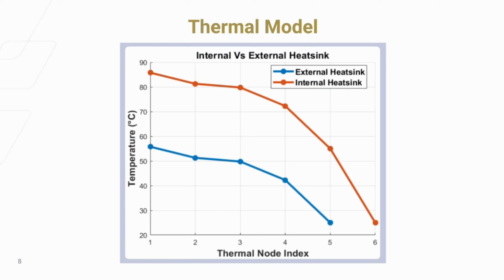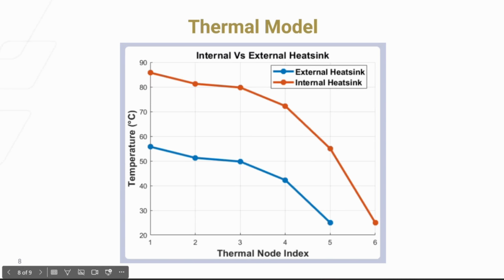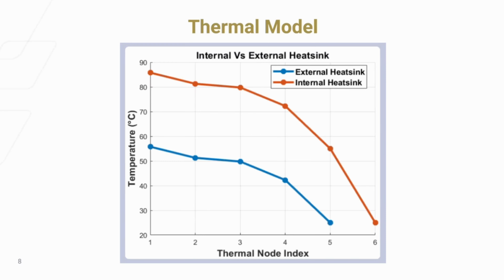For the thermal model, we compared various heat dissipation methods, having an internal versus external heat sink. An analysis was done at steady state with maximum energy dissipation, and we found that the external heat sink was approximately 30 degrees cooler at the highest temperature. And on this graph, the y-axis is the temperature, and the x-axis, the thermal node, indicates different points on the thermal resistance model.